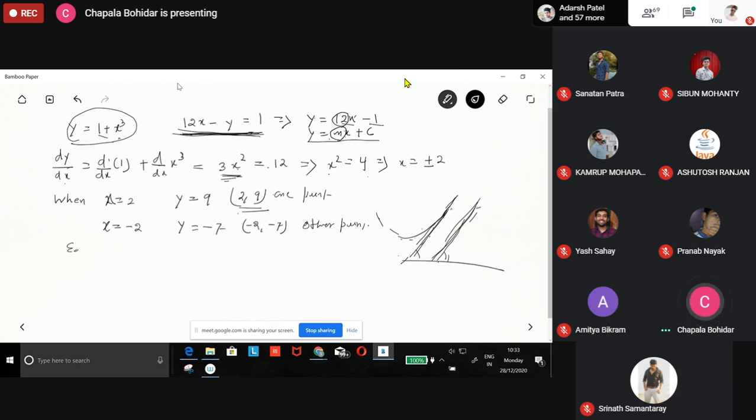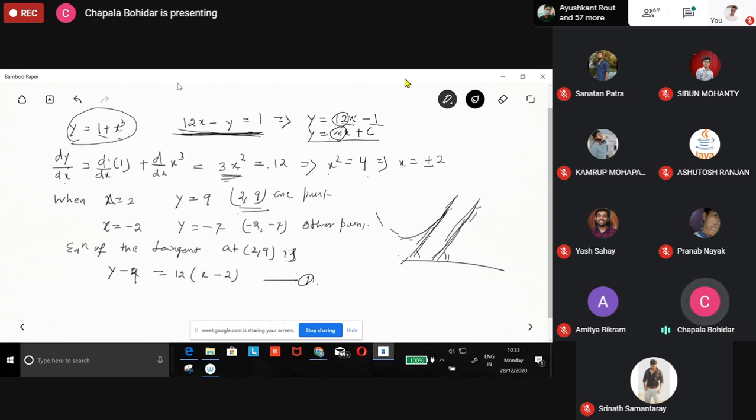The equation of the tangent at (2, 9) is y minus 9 is equal to, what is the slope? 12. 12 times (x minus 2). Now you simplify yourself. That is your first one.